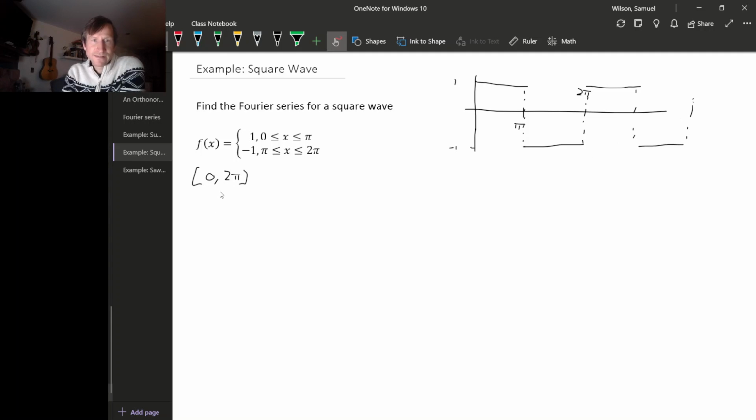So let's go ahead and find the Fourier series. Remember, to do this, we just need to find the inner product of this function with each of our basis elements, and then put all of those inner products into the big formula for a Fourier series, which again is just an expression of a vector in terms of an orthogonal basis.